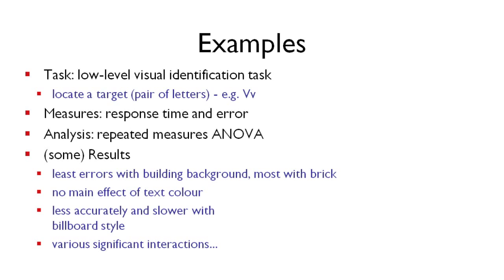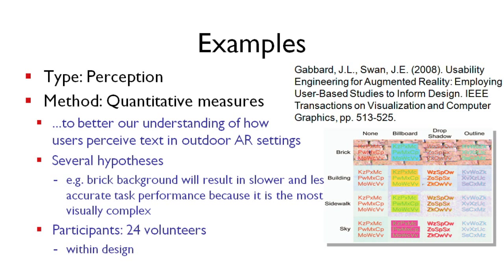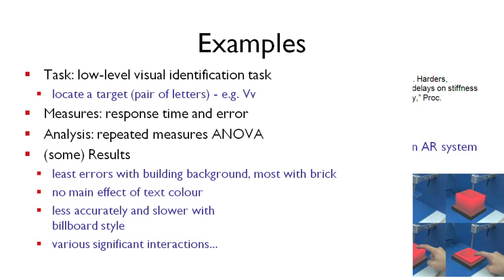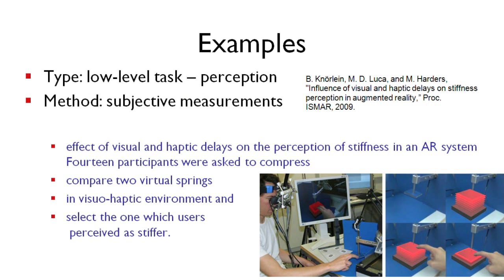Just some of the results, well, they found that the least errors were made with the building background, and most errors with the brick background, which you probably can appreciate from this as well. So sometimes results are quite obvious, but unless you test it, you can't be sure, I guess. So this is just a classical example of a standard approach of evaluating a research question.